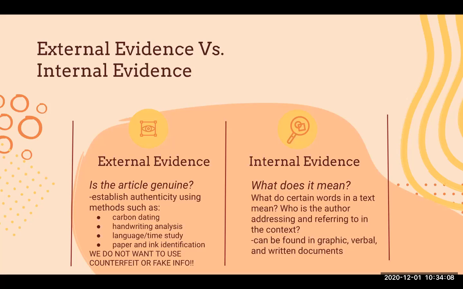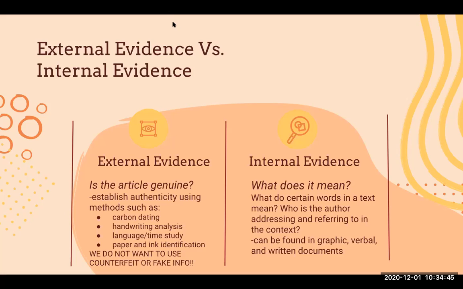We need to establish authenticity of the piece using methods such as perhaps carbon dating, handwriting analysis, language or time study, and paper and ink identification. These would be more for items such as paintings or really old documents that you would be able to test, but they're not really as relevant in our digital age. The main message is that we do not want to use counterfeit or fake information. And so the way we examine that is through using external evidence.